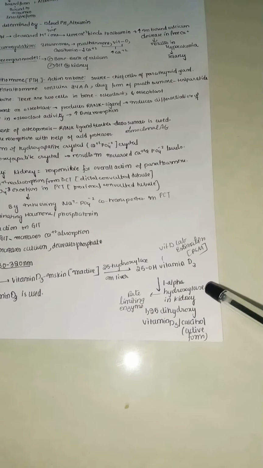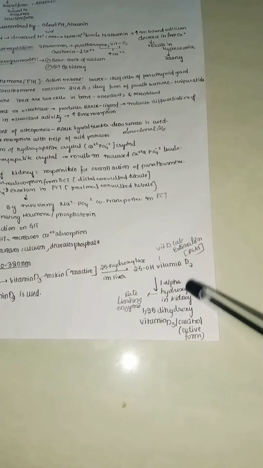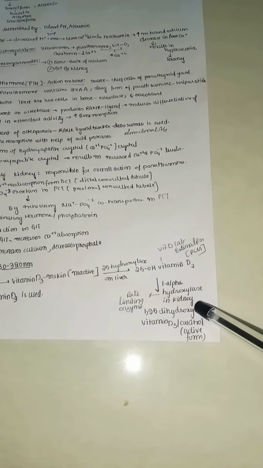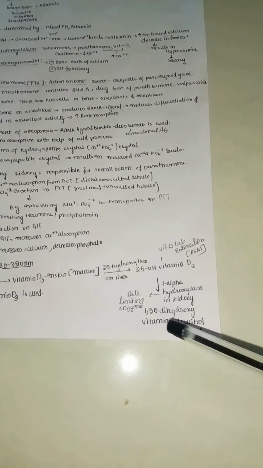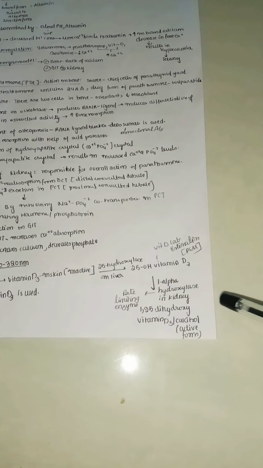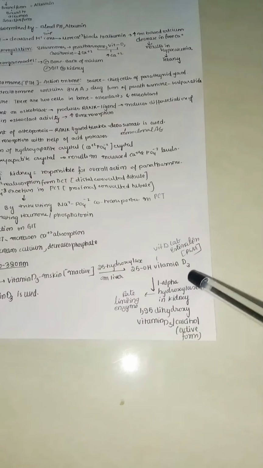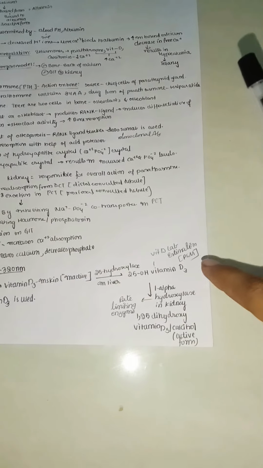And in the presence of 1-alpha hydroxylase, especially in the kidney, especially the proximal convoluted tubule, this 25 hydroxy vitamin D3 is converted into 1,25 dihydroxy vitamin D3 or calcitriol, which is the real active form. So this 1-alpha hydroxylase enzyme is a rate limiting enzyme because it is the main one which is converting the inactive form into the active form.